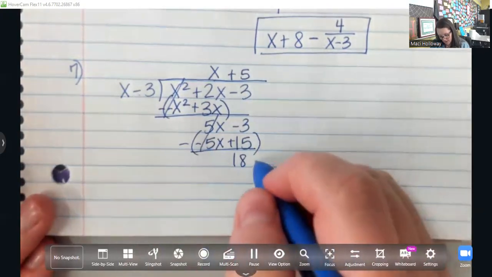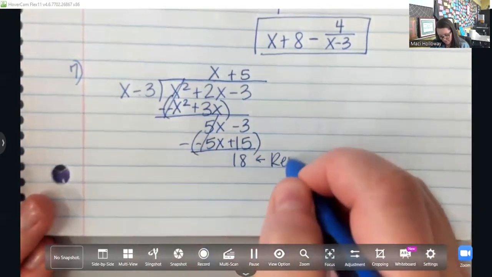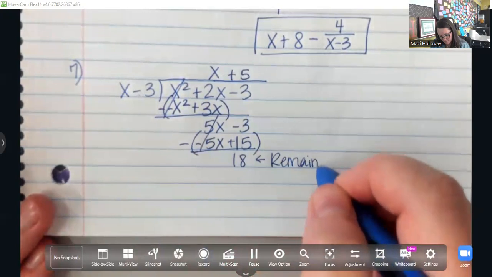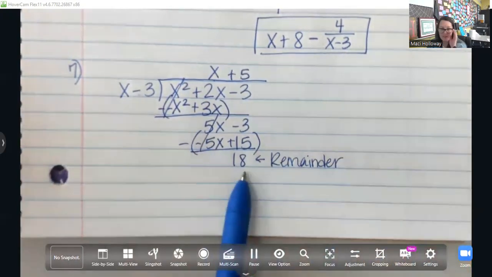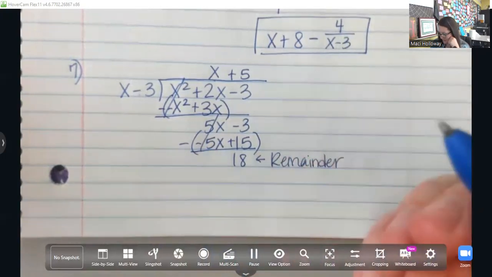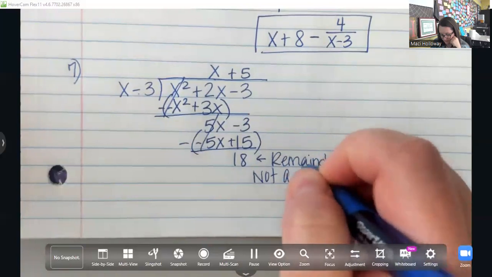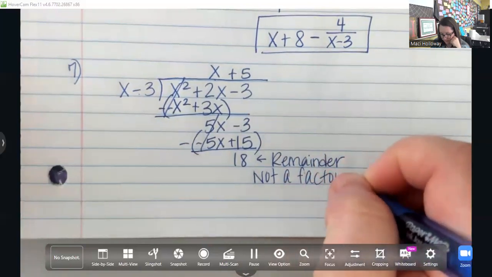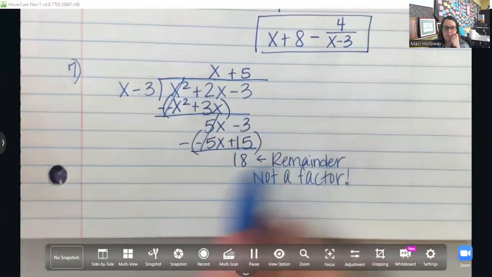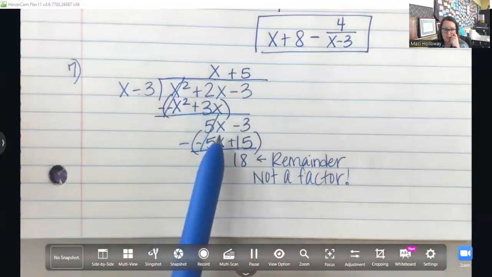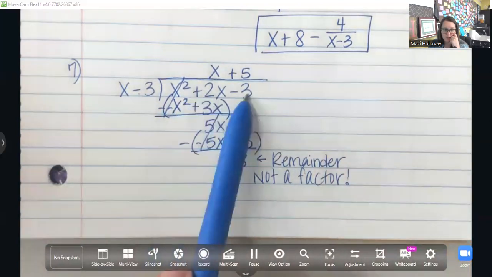So because I have a remainder, that means that this is not a factor. So if it says at the bottom, is it a factor? Not a factor. So it does not divide evenly into this polynomial here.